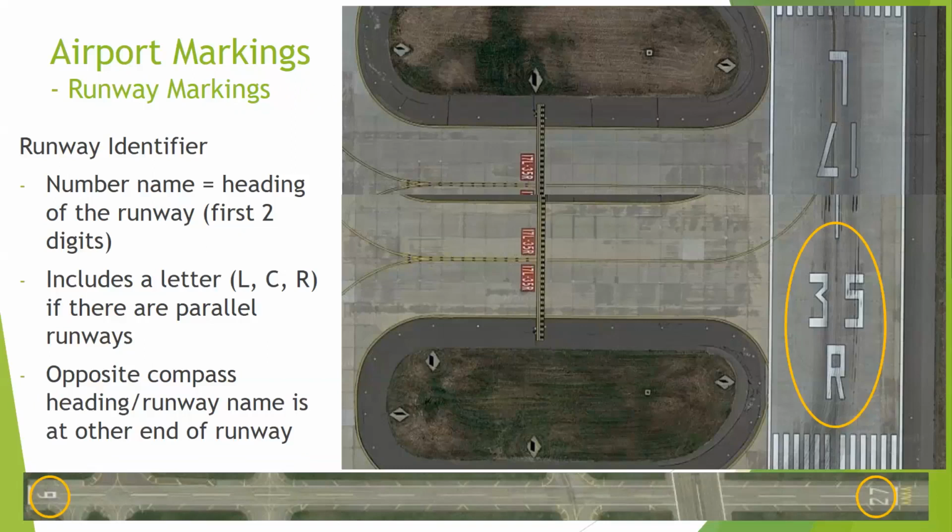Down here at the bottom, here's one. You got to be a little careful with these. Is that a 9 or a 6? So over here is 27. What would the opposite of 27 be on the compass?